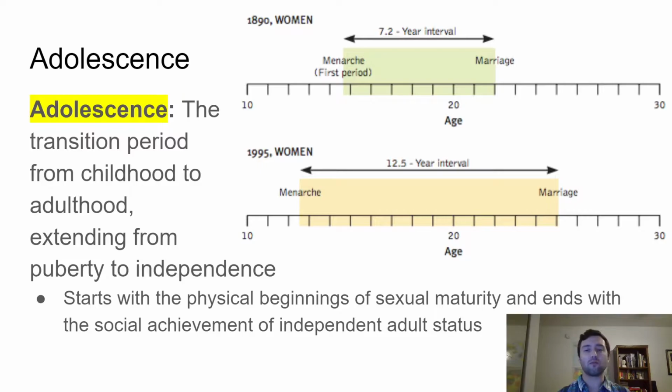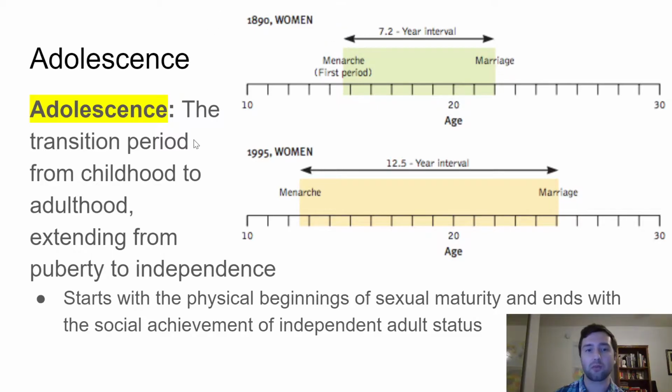Now, again, we're going to define it, at least psychologically, from the beginning of puberty to what we would call independence. Where independence really begins is a little tough to nail down, because that's kind of an arbitrary or subjective point. But one thing that we have seen is that over time, the length of adolescence has extended quite a bit.